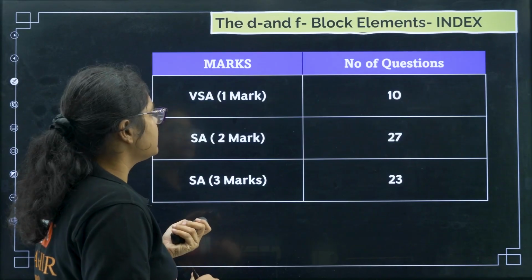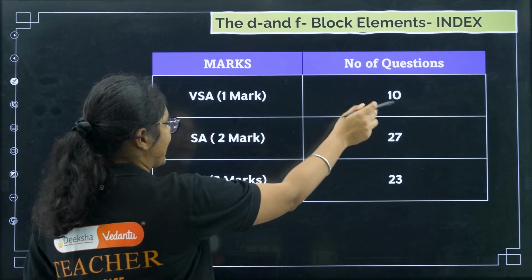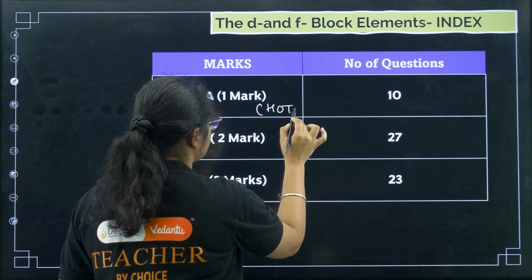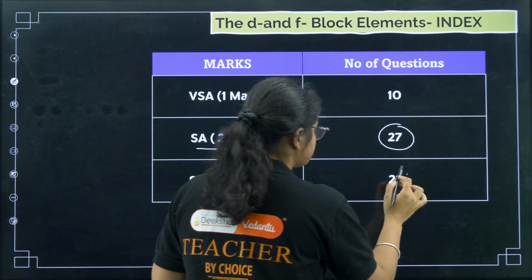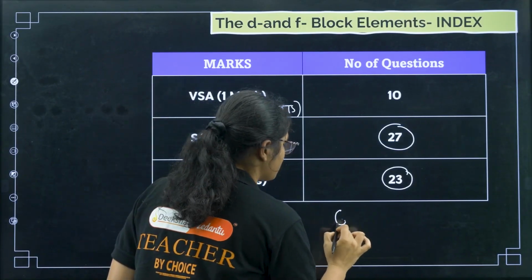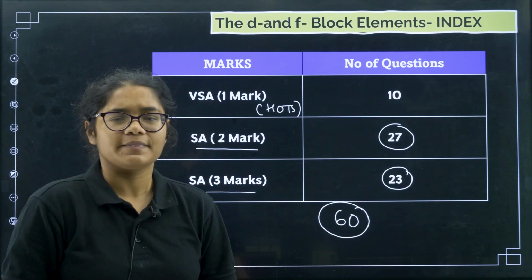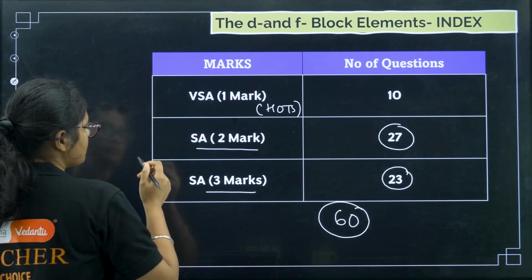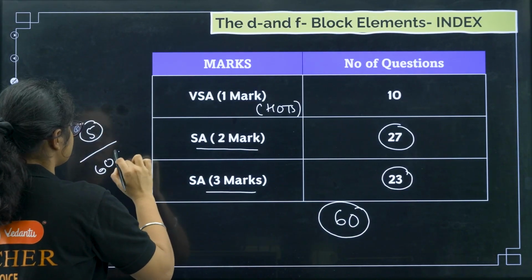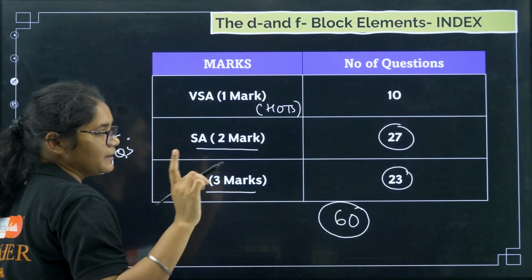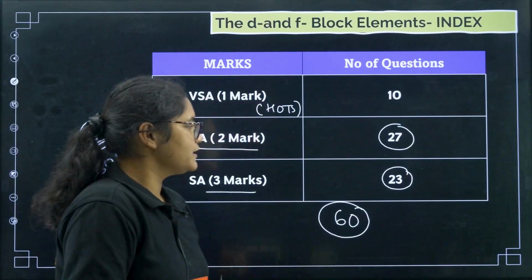Now let us see what we are going to discuss in this particular lecture. We are going to discuss 10 MCQs which are of HOTS type, 27 two-marker questions, and around 23 three-marker questions, so in total we are discussing 60 questions. From this one chapter you will be getting 5 questions in the exam, and I am giving you 60 questions to practice, right? Then definitely you will be able to solve all these 5 questions. You can get 10 on 10 on this particular chapter, right? So yes, now let us go.